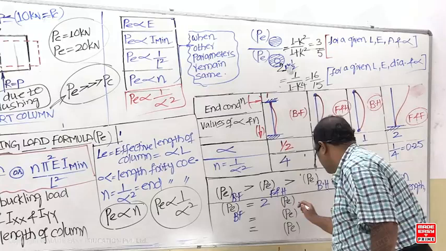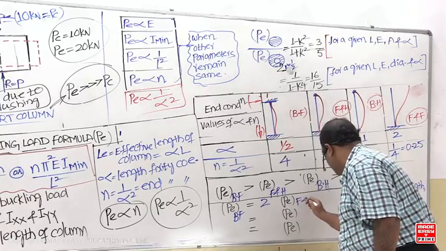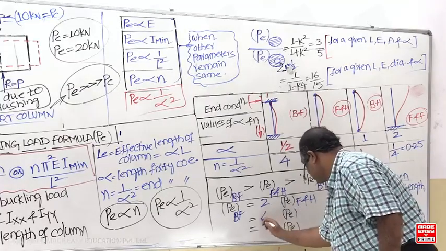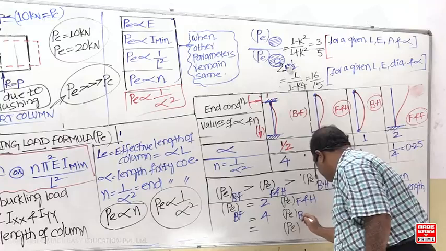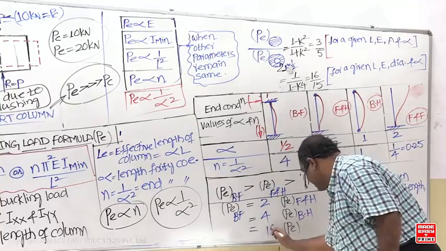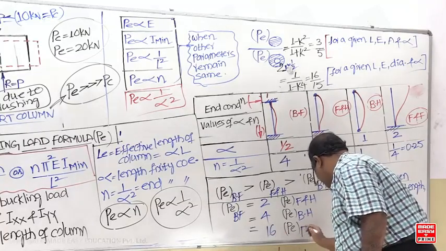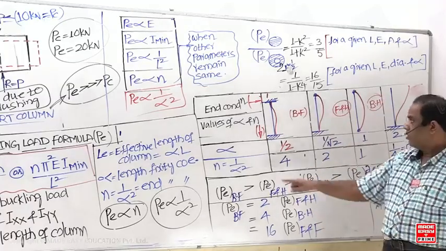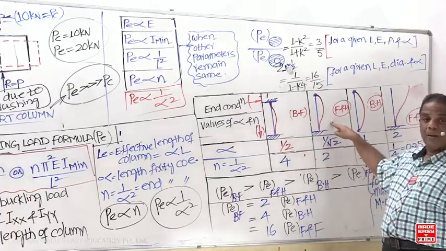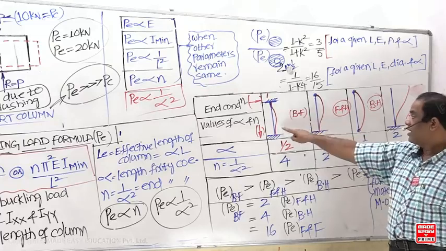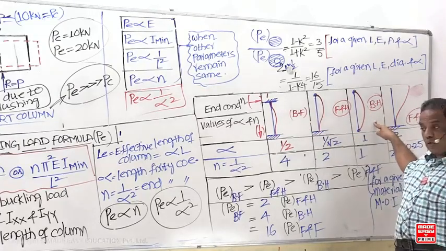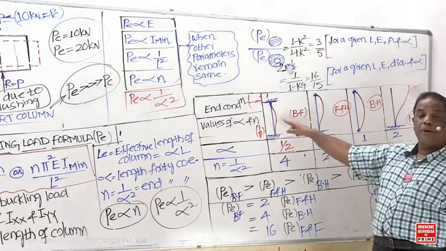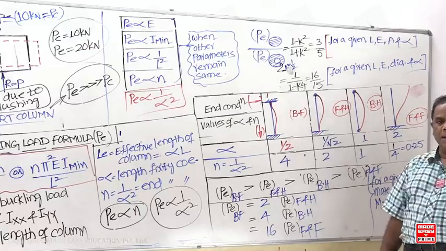Now, what is the buckling load of both ends fixed? 2 times the buckling load of fixed and hinged, 4 times the buckling load of both ends hinged, and 16 times that of fixed and free. So how many times stronger is this when compared to this? 2 times. When compared to both ends hinged, 4 times stronger. And when compared to fixed and free, 16 times stronger.